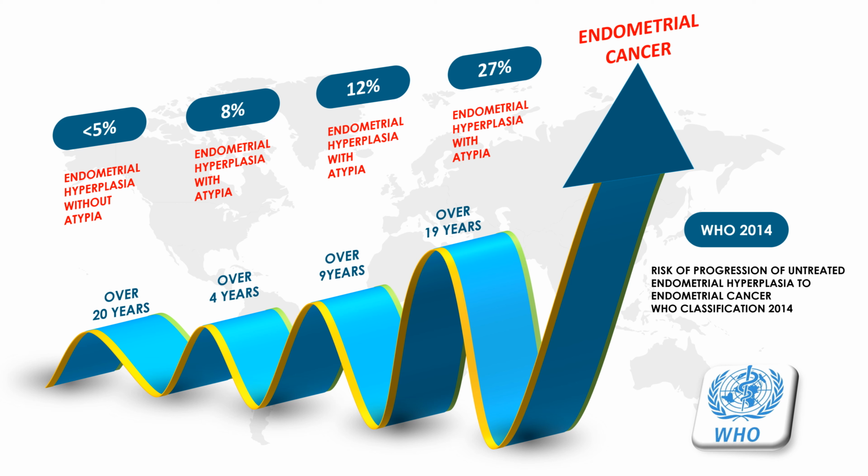So the risk for endometrial hyperplasia without atypia to become endometrial cancer over 20 years is less than 5%, while the risk for endometrial hyperplasia with atypia to become endometrial cancer if left untreated over 19 years will be 27%.